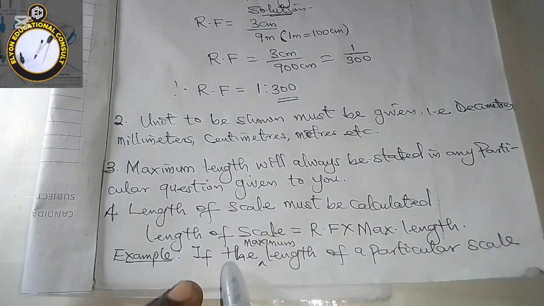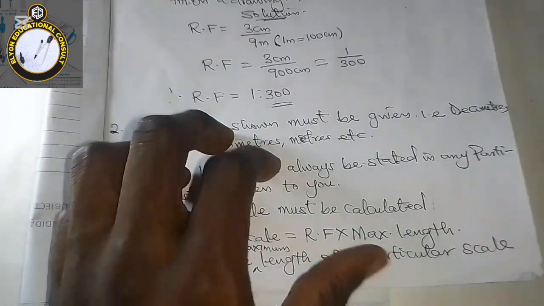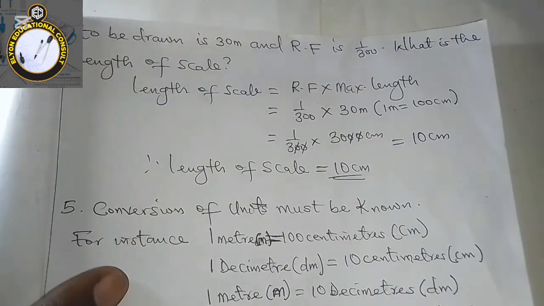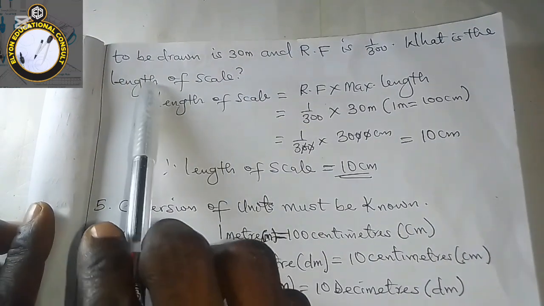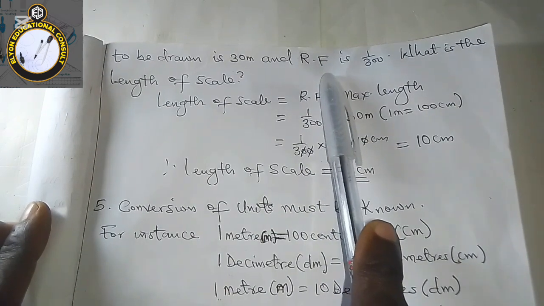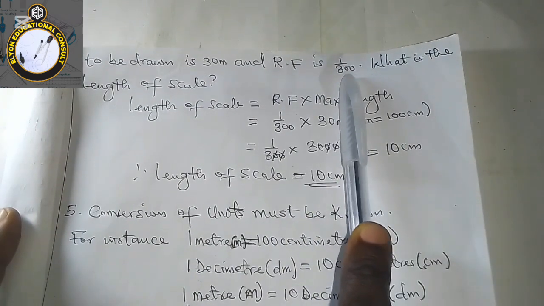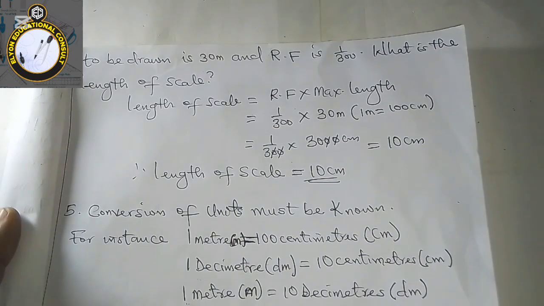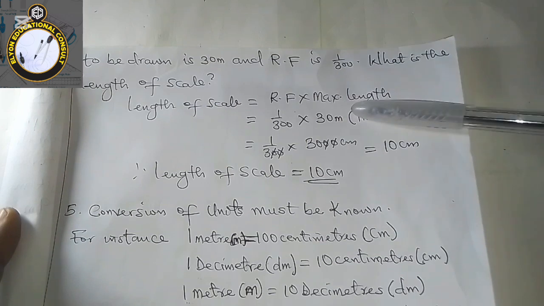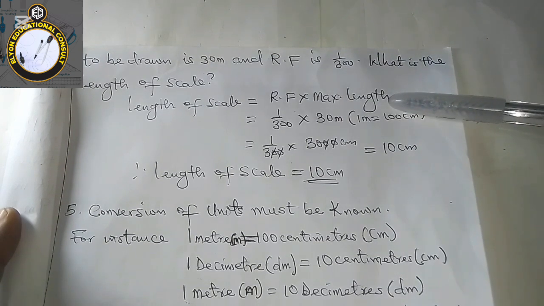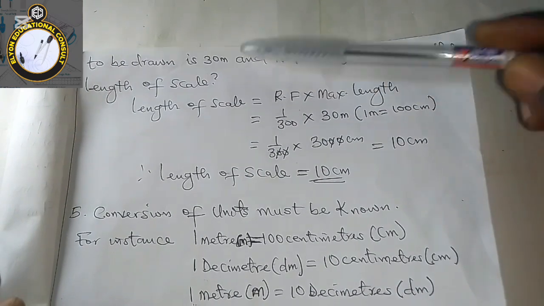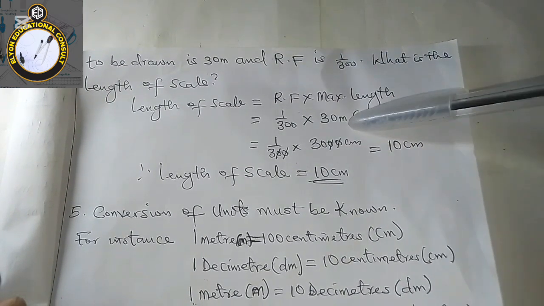Now let's look at an example. If the maximum length of the scale to be drawn is 30 meters and representative fraction RF is 1:300, what is the length of scale? Now to calculate the length of scale here, we say representative fraction multiplied by the maximum length. We are given the maximum length of the scale in the question to be 30 meters. So 1/300 multiplied by 30 meters.